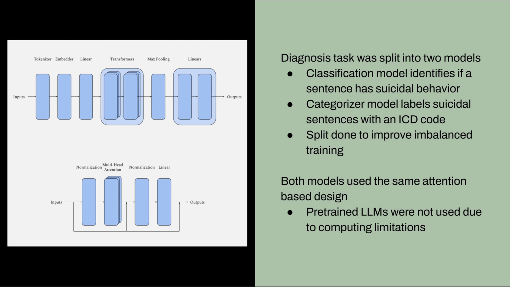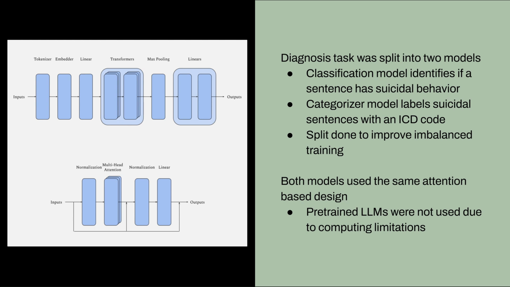The diagnosis task at hand was split into two models. A classification model would identify if a sentence contained suicidal behavior. A categorizer model would then be used to label those positively predicted suicidal sentences with an appropriate ICD-10 code. This split was done in order to improve the imbalanced training data set that was given.